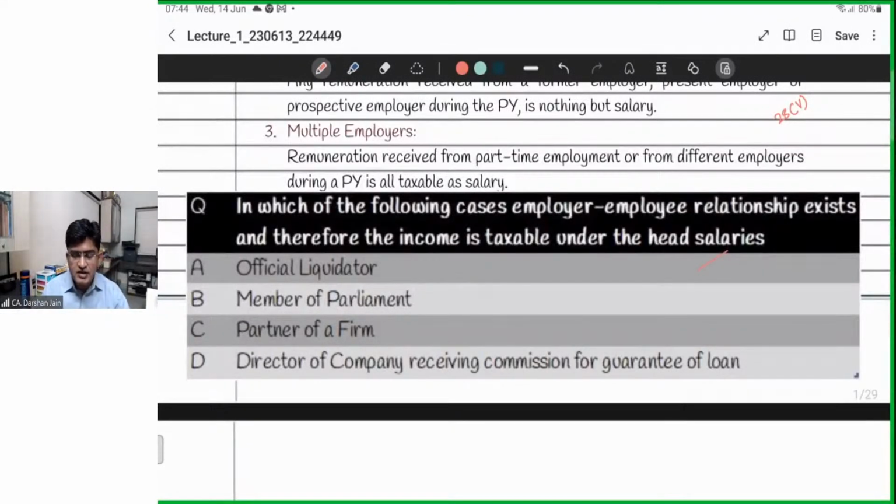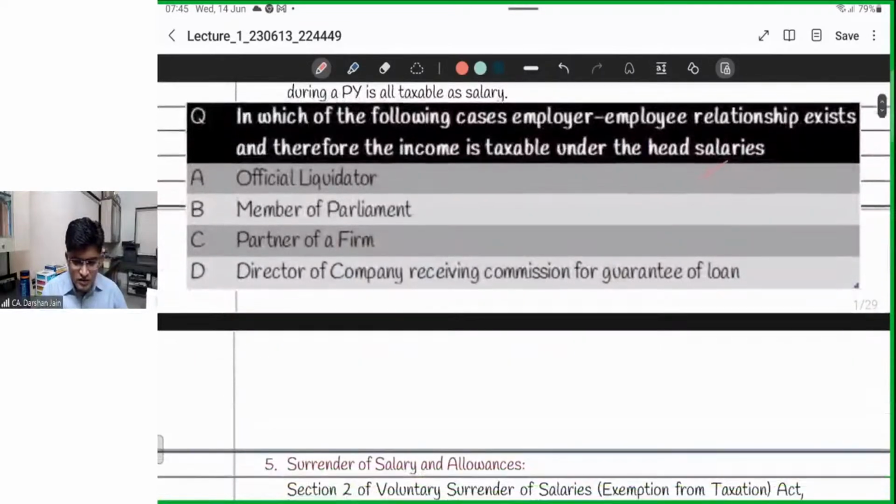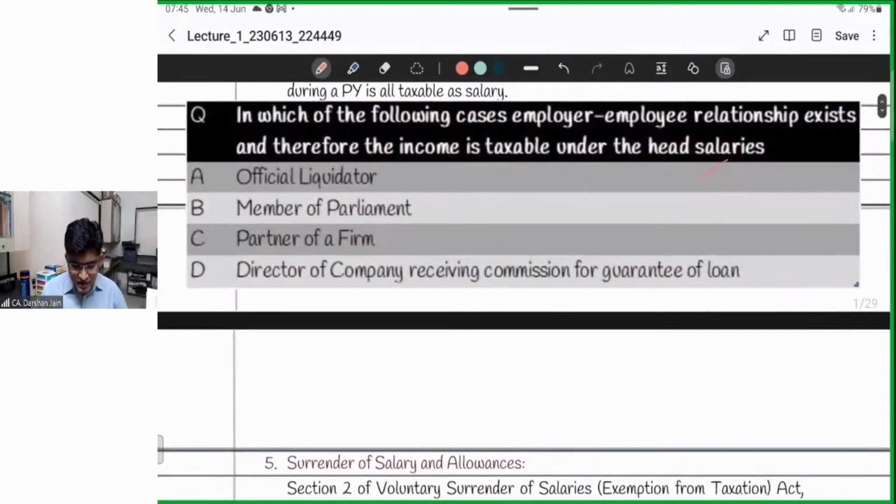Now, official liquidators are appointed by court. They are officers of the court who liquidate all the assets and pay off all the liabilities of the company in case the company is in liquidation. Therefore, the remuneration of an official liquidator is going to be taxed under the head of salaries. I hope you understand, Noor, what is an official liquidator after our discussion.